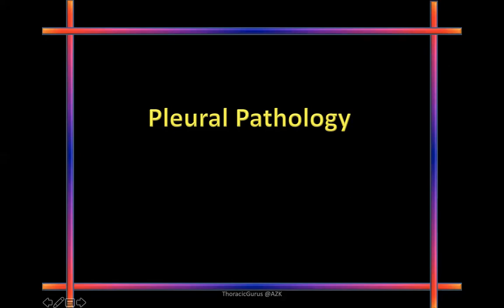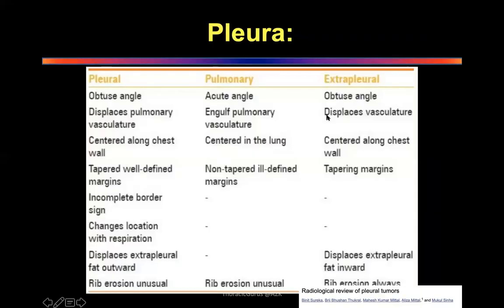Okay, sir. Pleural pathology. Somebody asked me the other day a question. I don't know who asked me, how do you know whether it's pleural or whether it's pulmonary? Take a screenshot from here. The angle is the important thing. If it is an obtuse angle or if it is an acute angle: if there's an acute angle, usually it's coming from the lung. If there's an obtuse angle, it's usually coming from the pleura.